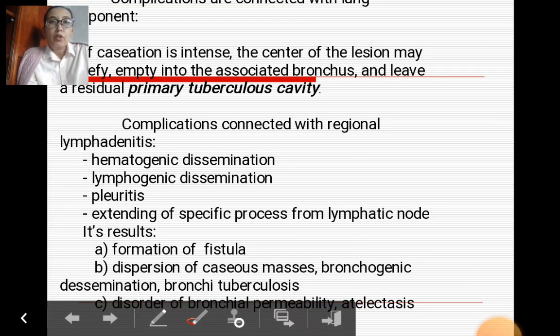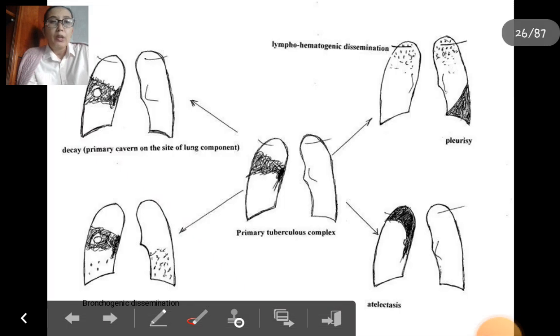Primary tuberculosis complex complications may be different. Firstly, it is primary tuberculosis cavity. It may be hematogenic dissemination, lymphogenic dissemination, pleuritis, formation of fistula, formation of bronchial tuberculosis or atelectasis.